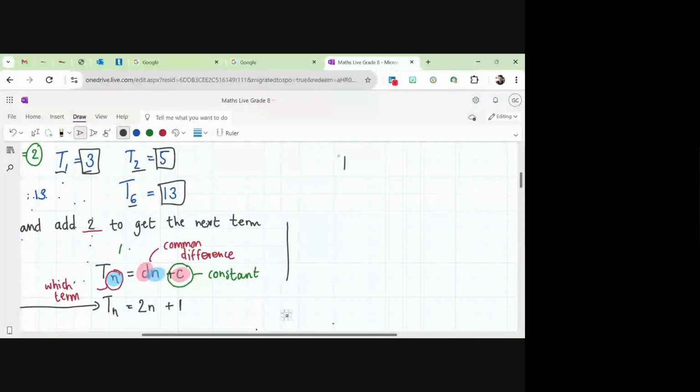Okay, so my formula says Tn is equal to 2n plus 1. Now if I'm looking for the first term, remember we said T1 is equal to 3. You'll note that I've replaced n with the number 1. Thumbs up, is everybody in agreement with me? Yes, ma'am. So that means in my formula, wherever I see an n, I'm going to replace it with the number 1. Let's go ahead and do that.